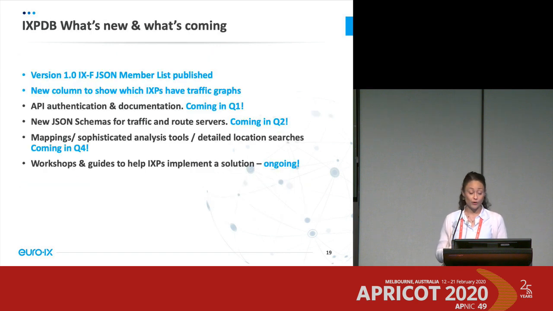Okay, so what's new? Version one of the IXF JSON membership list is published. There's a new column that shows the traffic graphs. API authentication and documentation is coming soon. We're in Q1, so very soon. New JSON schemas for traffic and route servers are on the roadmap for the end of the first half of the year, and then some more sophisticated analysis tools.